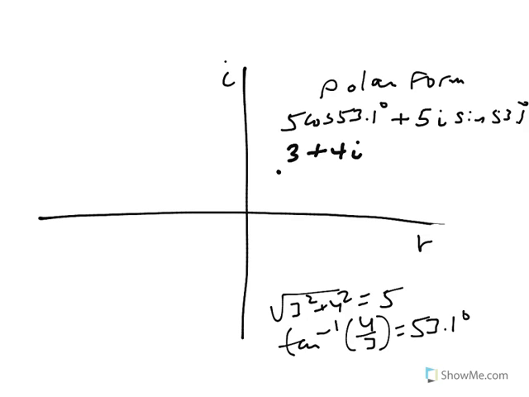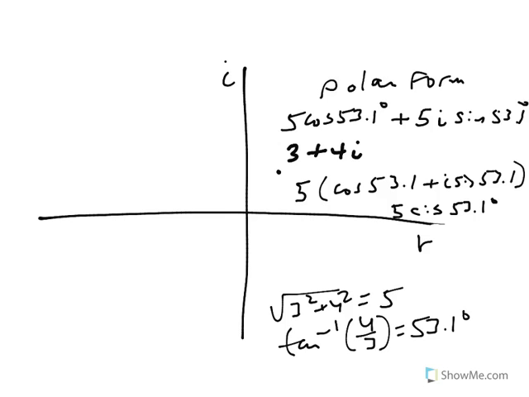Sometimes people will factor the 5 out. And sometimes a real shorthand for this is just to say 5 cis 53.1. Those are all shorthands. I personally like this way for understanding what's going on with it, but these other forms are allowed.